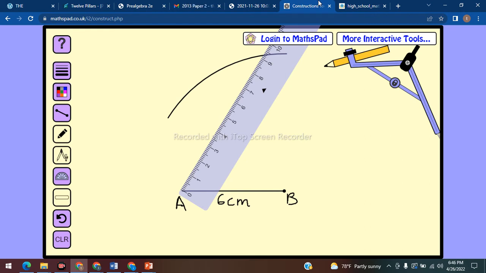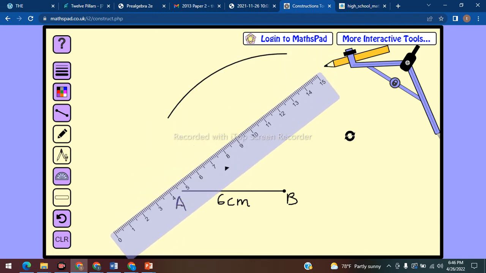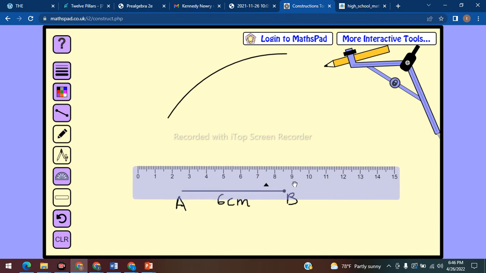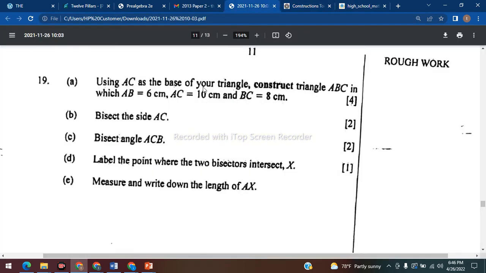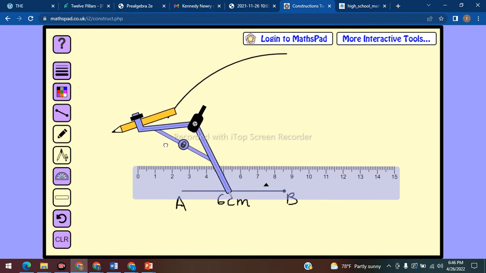Hello? Come here. I'm just trying to figure out how you get that thing to be 10, because my compass is too small. So what I'll do is lower it. I'll change it from 10 to 7. Instead of AC being 10, make AC 7, so that way we can do it. Because my compass doesn't go as far as 10, we can make this 7, just so I can show you all how to do it. So AC is 7 instead of 10.